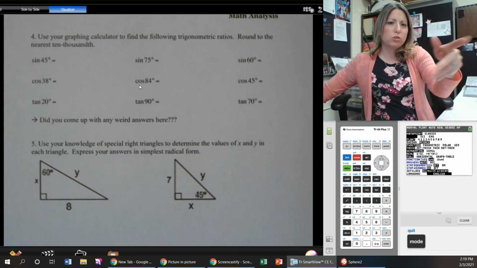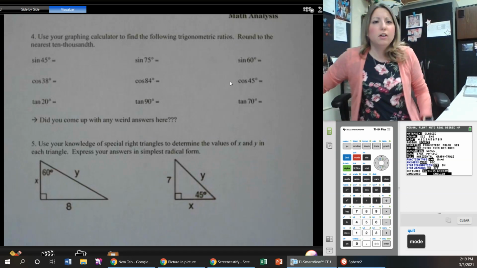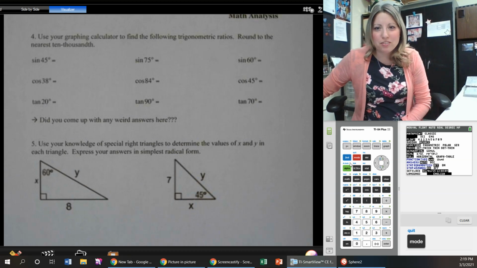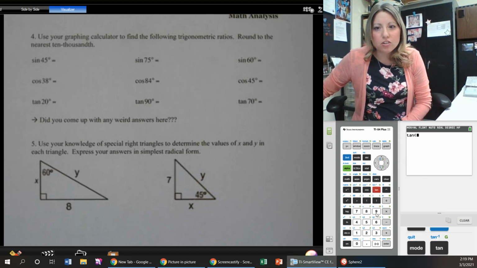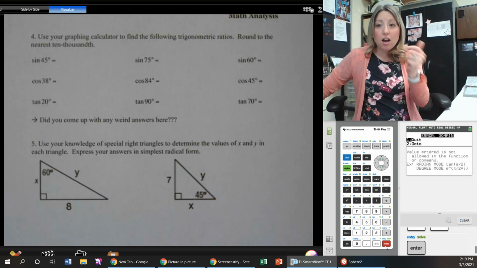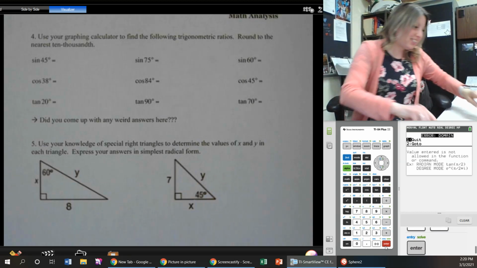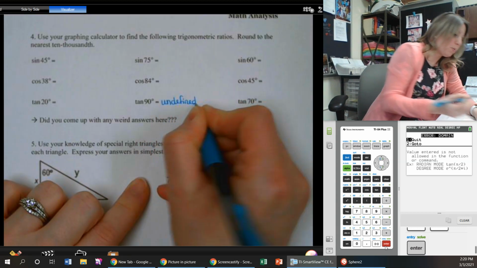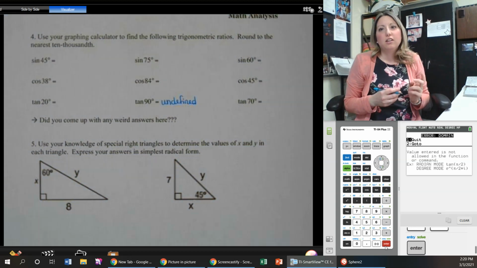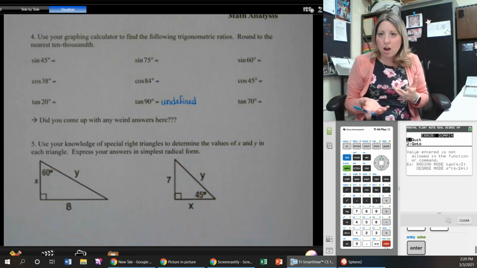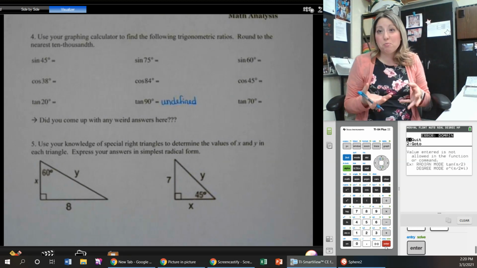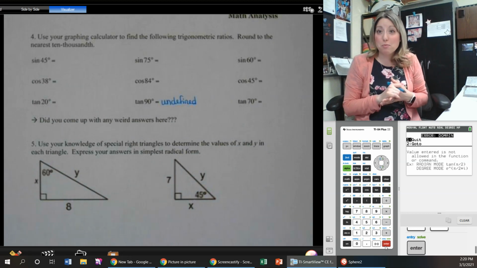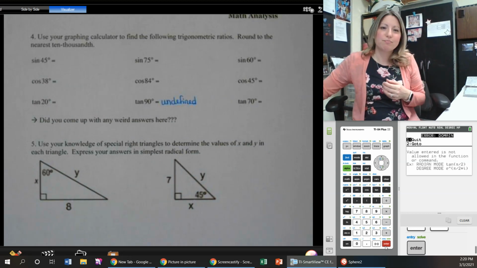Okay, type in these ratios. So there's some special ratios in there. If you come up with something weird there, how about I do the weird one, right? Second in mode, tangent of 90 gives me undefined. I'll talk about that more with you later, but essentially, you can't have the tangent of 90. You end up with a 0 in a denominator. We'll talk more about that one another time.